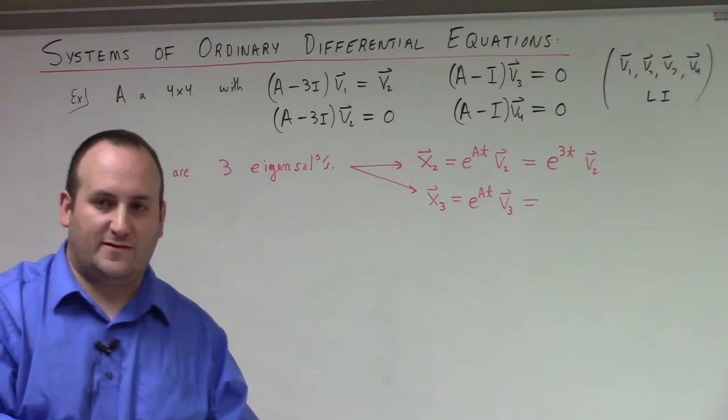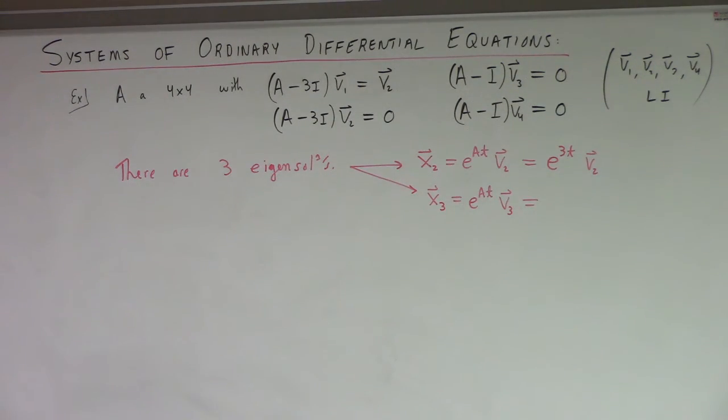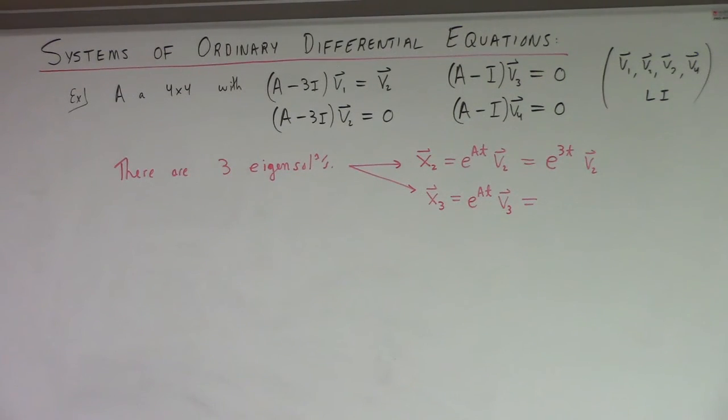That might have been what Mr. Anderson was confused about over here. Why was it a solution? I don't know. Maybe that could have been part of it. But the reason that this is a solution is it's a linear combination of columns of the matrix exponential. And we just proved over here that every column is a solution.